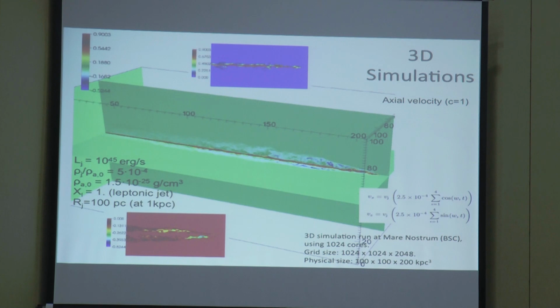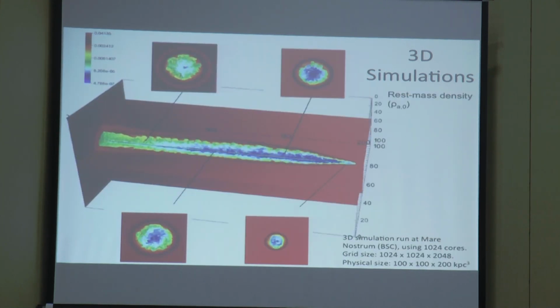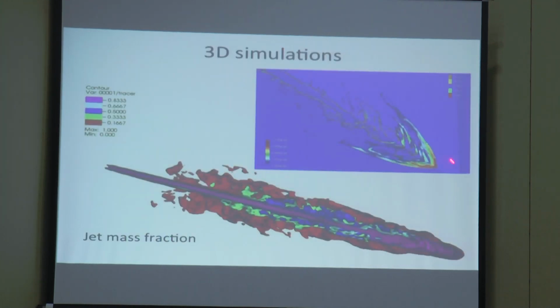3D simulations are more expensive than 2D, you know. This is the rest mass density. Again, you see the well-collimated structure, the backflow, the cocoon, extremely elongated. Here I can show you the hotspot produced by the jet. This is the pressure in colors, with a limit, and the lines show you the tracer, which is the jet mass fraction. So these are the contours that give you where the jet material is, more or less. And this is an isosurface for different values of this jet mass fraction.